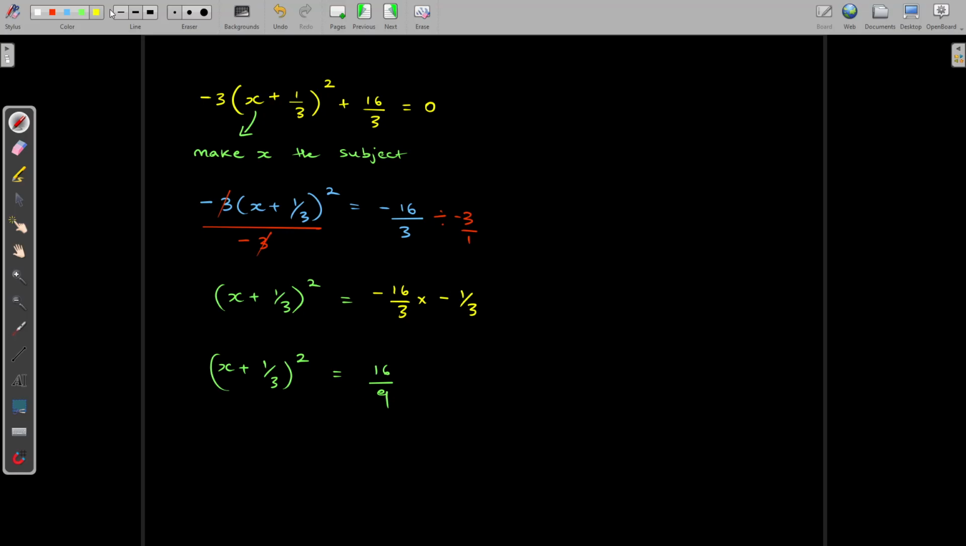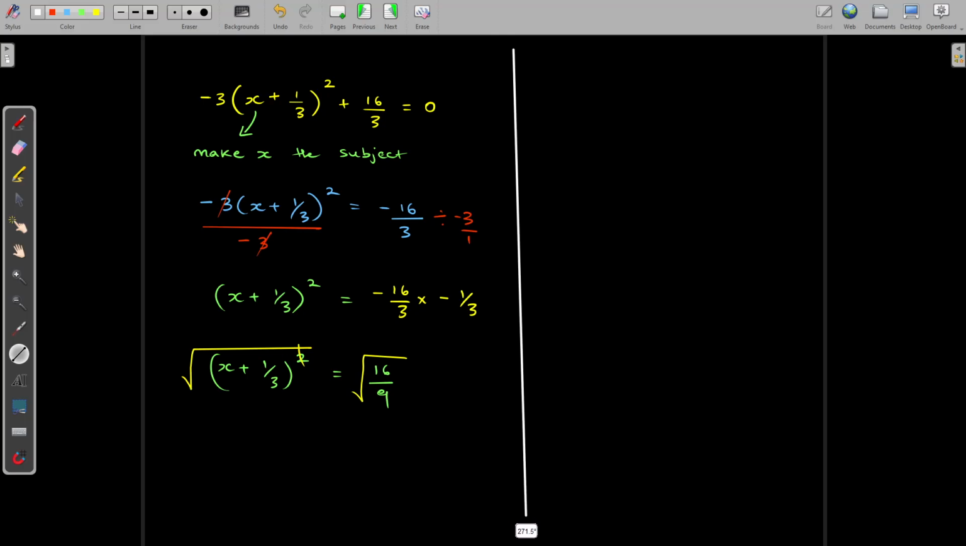So now we need to get rid of the square, and by doing so, we can take the square root of both sides. So in doing that, the square is going to cancel. And what we'll have left on the left hand side is just x plus 1 over 3. Now on the right hand side, here is where it gets a little bit tricky.